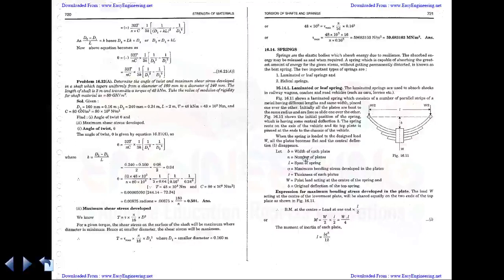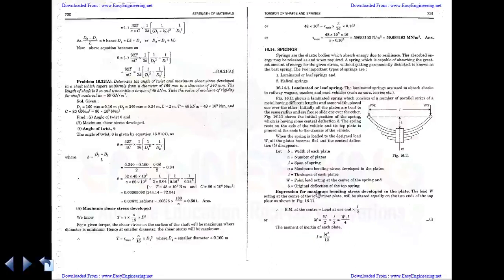So let's see about this. Consider this diagram as a leaf spring. Here the total weight is W and the total deformation is going to be delta. The span length is L and the weight is evenly distributed on both sides, so here W by 2, here W by 2. The total weight is W and the thickness of the plate is t. Sigma is the maximum bending stress developed in the plate, n is the number of plates, and L is the span of the spring. Then b is the width of the plate. Here delta is the deflection of the top spring.